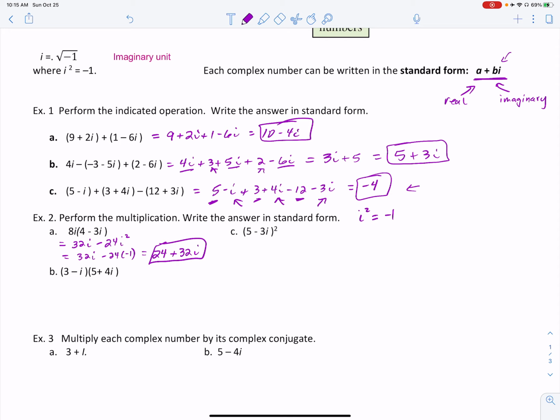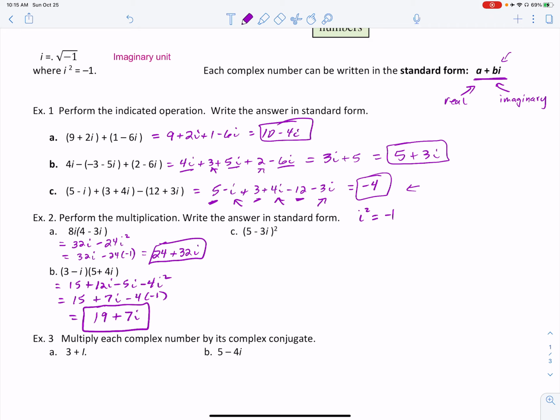Part B here, we FOIL it out just like we would if these were with x. So 3 times 5 is 15, 3 times 4i is 12i, minus i times 5 is minus 5i, minus i times 4i is a minus 4i squared. So then we have 15 plus 7i, and we have that minus 4 times a -1, which is plus 4. So we get 19 plus 7i. As you get going on that, you don't have to show the step where you write i squared as -1, but I wanted to on the first few problems here just to emphasize that's what's happening.